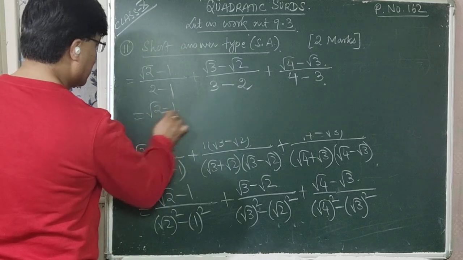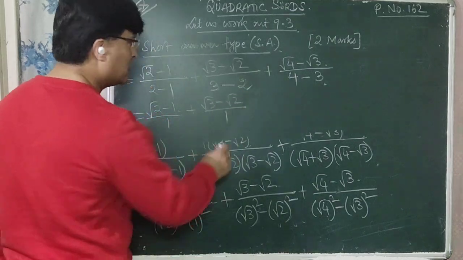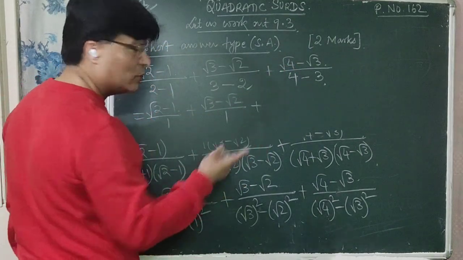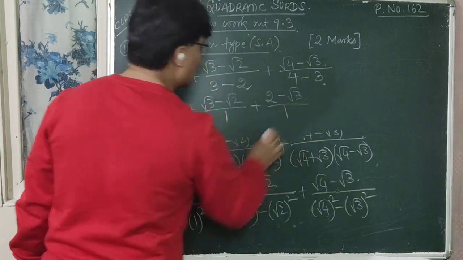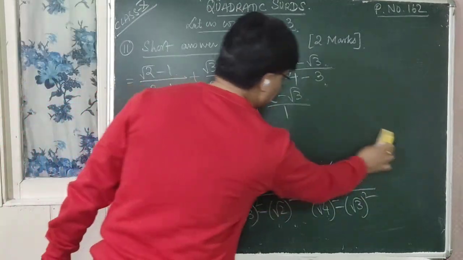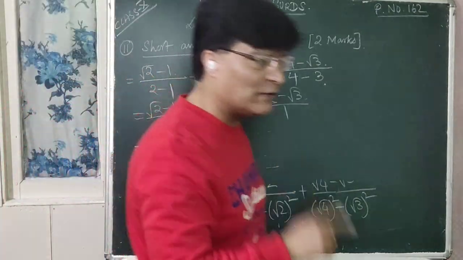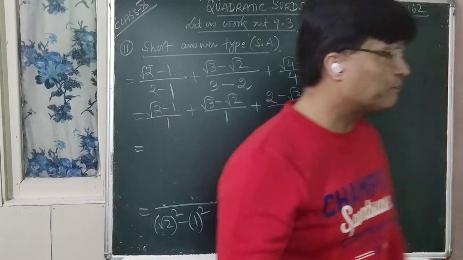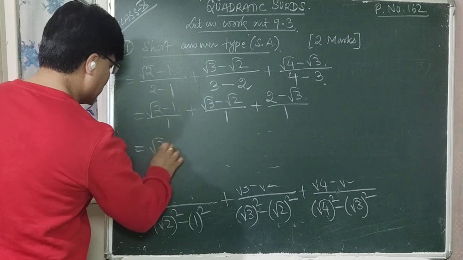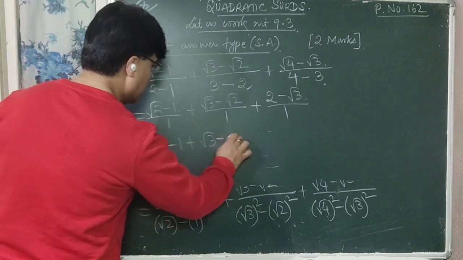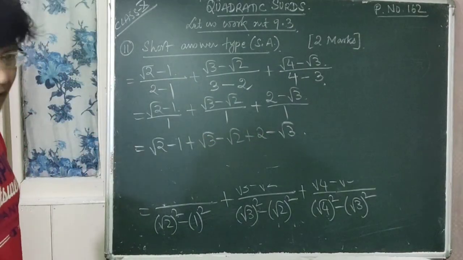It is equal to root 2 minus 1 divided by 1, plus root 3 minus root 2 divided by 3 minus 2, which is 1, plus, what is root 4? Square root of 4 is 2. Then minus root 3 divided by, what is 4 minus 3? That is 1, right? So if there is 1 in the denominator, you don't have to write it. So write down only the numerator, that is root 2 minus 1 plus root 3 minus root 2 plus 2 minus root 3. Is it clear to all of you?